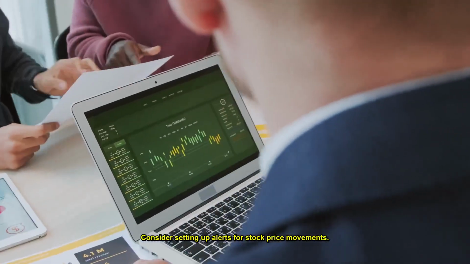Consider setting up alerts for stock price movements. Keep track of your investment's performance over time. Review your portfolio periodically to adjust as needed.